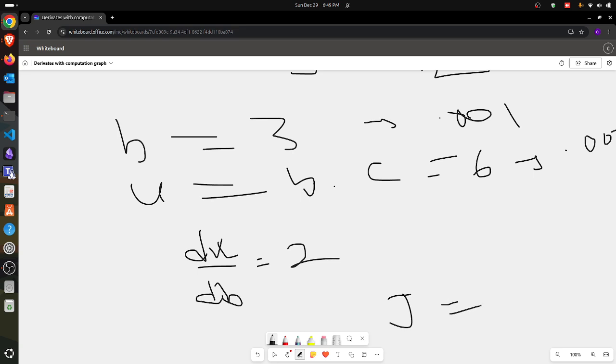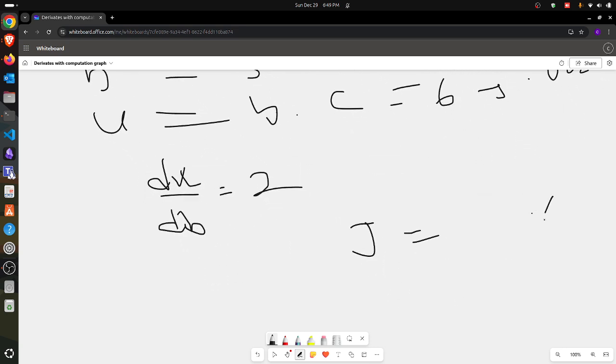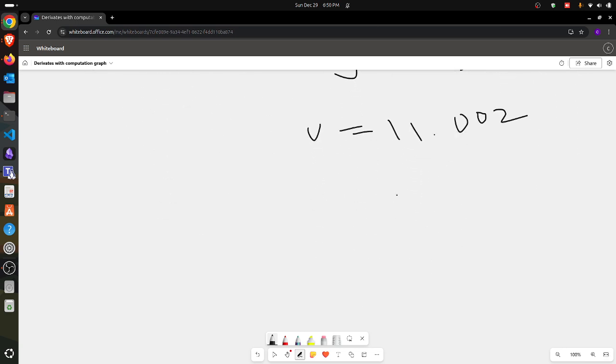So the whole thing of j is going to be going up by 0.006, and v is 11.002, and counterintuitively the j will be 33 here. I hope the concepts are getting a little bit clear. Don't worry if you're not catching up on anything, I will explain everything better. The concepts will get better as the videos continue to come.